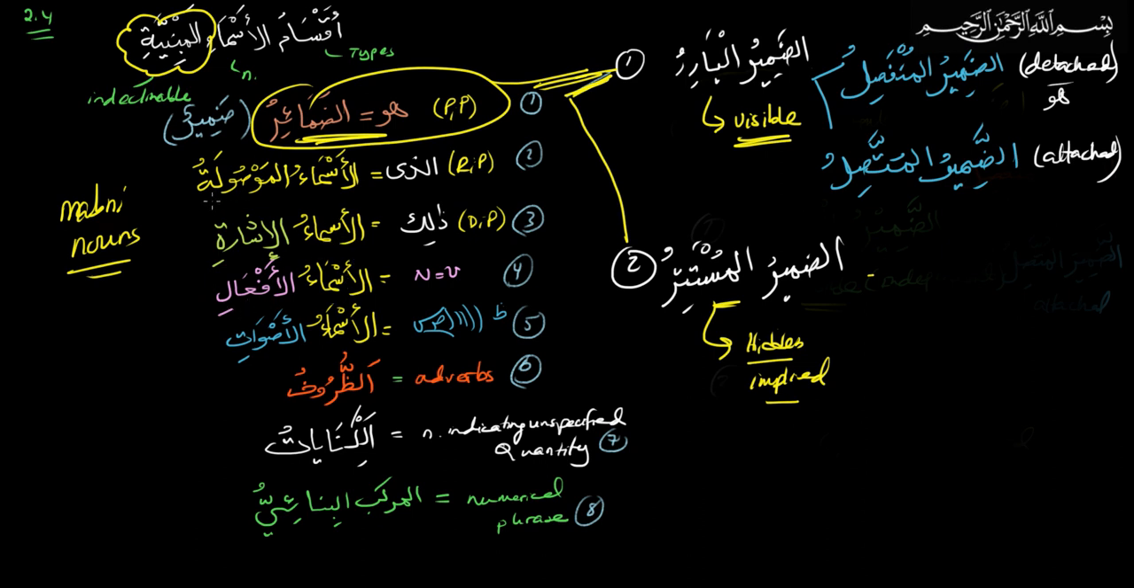Okay, another category. So we did this. We talked about al-damair as the first category of mabni nouns, asma al-mawsula, relative pronouns, as the second category, and asma al-ishara, demonstrative pronouns, as another category of mabni nouns. So today we're going to talk about asma al-af'al, nouns that have the meaning of verbs. These are also mabni.